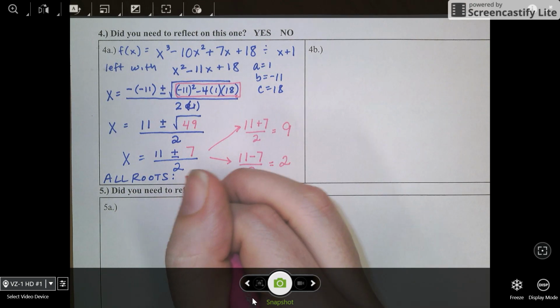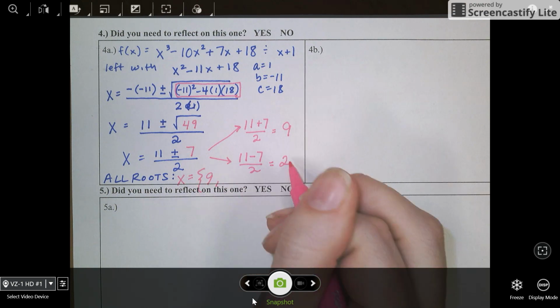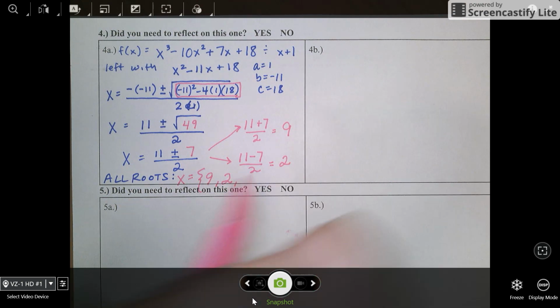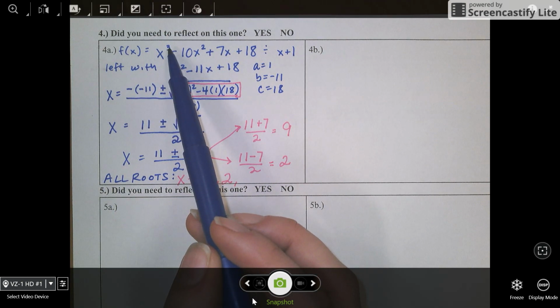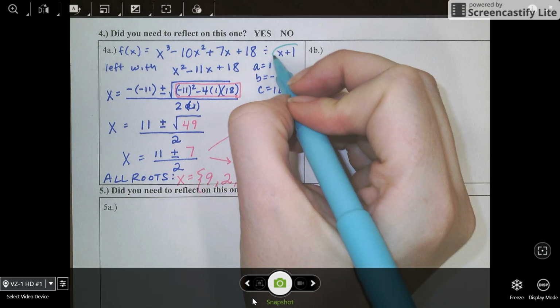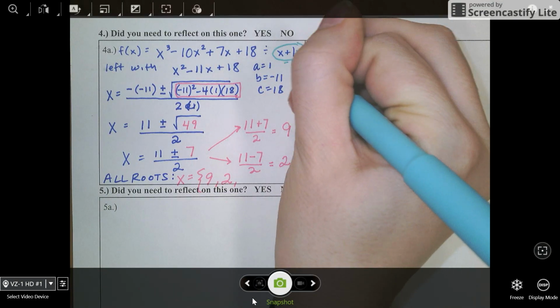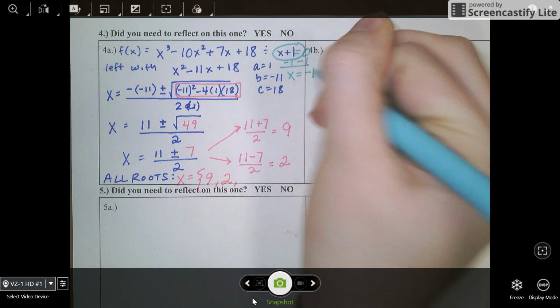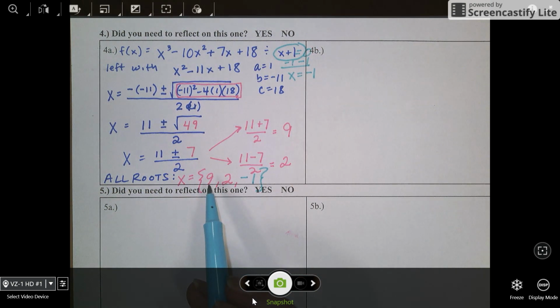So all of my roots, we know we have this 9, and we have this 2, but there are actually 3, and I know there are 3 because I have a degree of 3. So in order to get that third root, you need to come up here to see what that initial factor was that they used, and that initial factor helps us find the last root. So your last root is negative 1. So you need to list all of those, 9, 2, and negative 1.